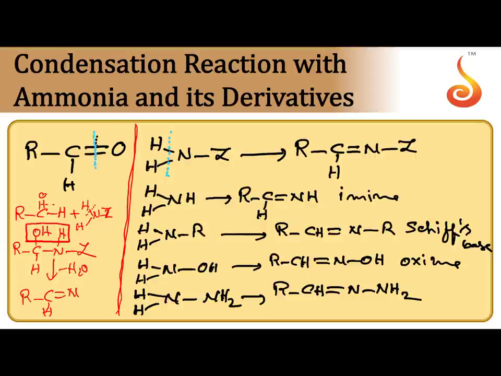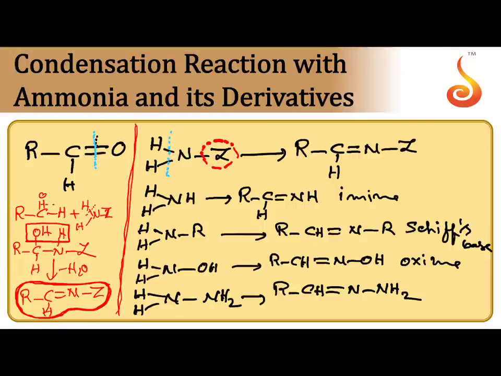We can get a double bond between C and N. So this product is called the condensed product. The reaction in which addition followed by elimination takes place is called a condensation reaction. So these are all different examples of condensation reactions.